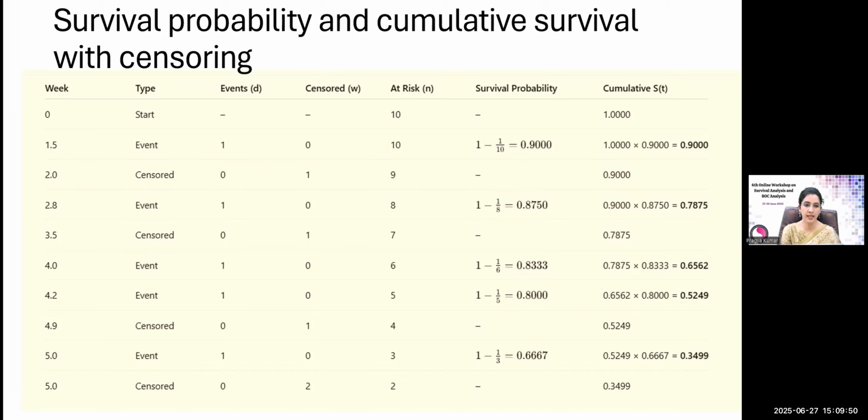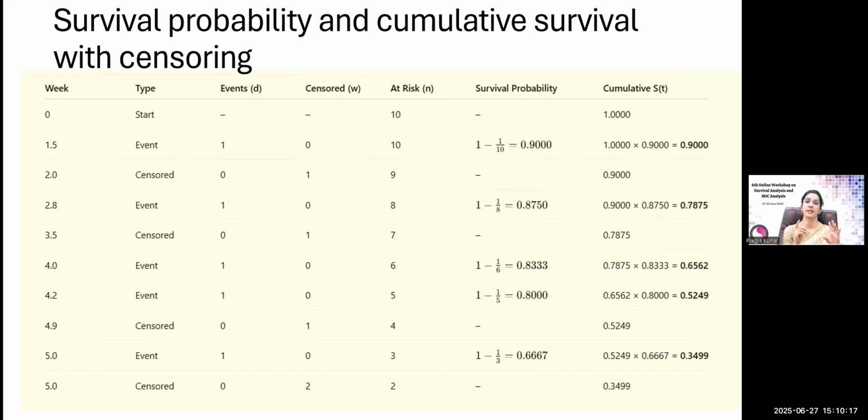If I start at week 0 with no event and no censoring, I start with 10 individuals. So the number at risk is 10 and the survival probability is 1. This is the cumulative survival probability. Cumulative means you keep on multiplying. That's the cumulative probability, and we have defined survival as a probability.